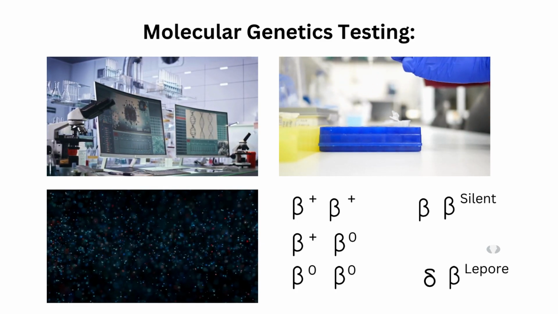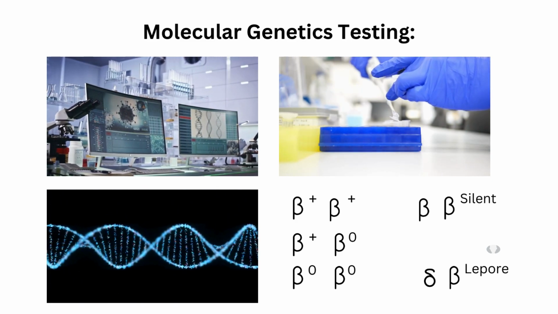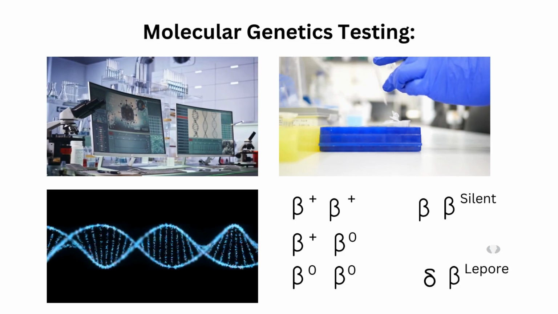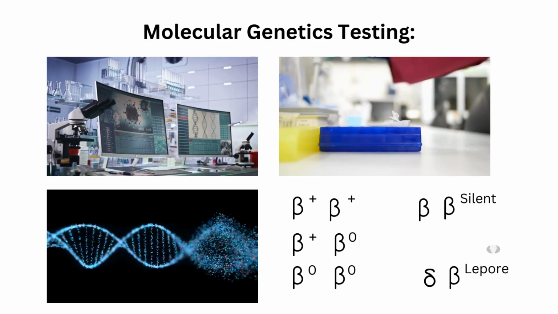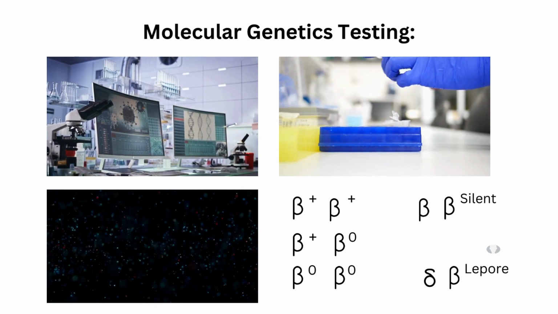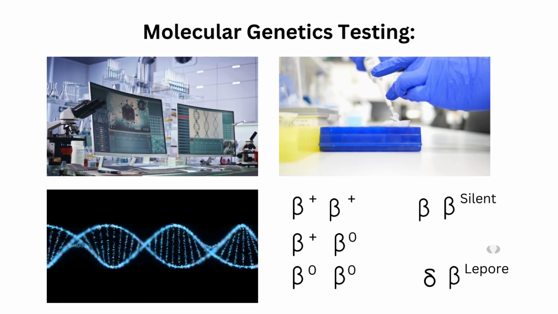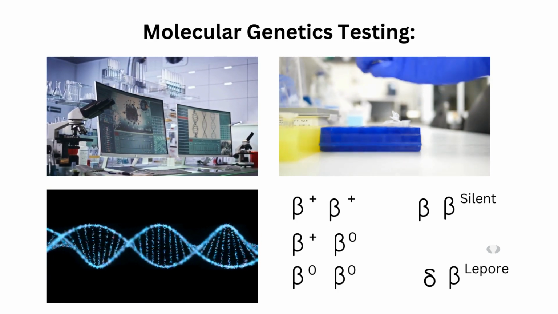Beta 0 means no beta globin is produced. So beta 0 homozygous is the most severe type of beta thalassemia. Beta plus means a reduced amount of beta globin is produced. So it is not so severe when it's beta plus and beta plus.